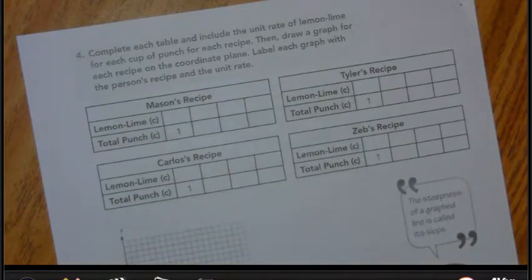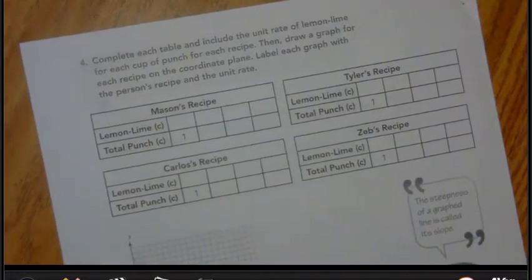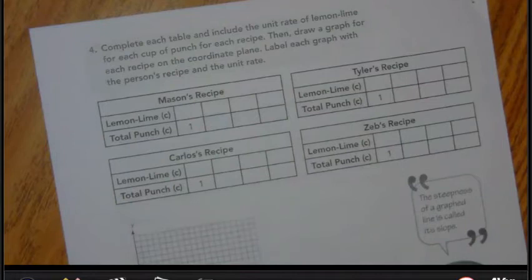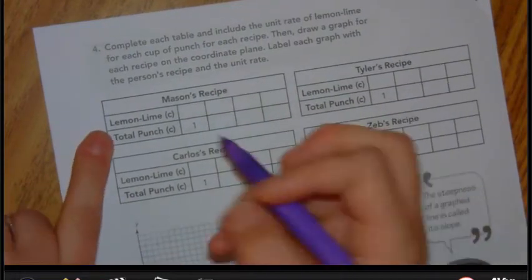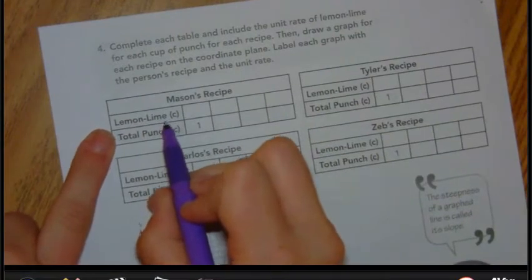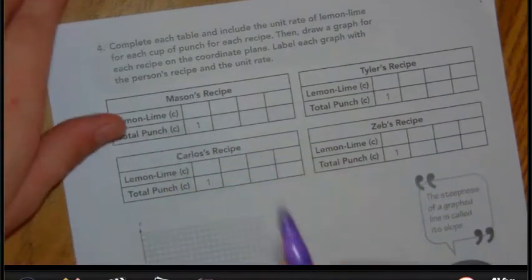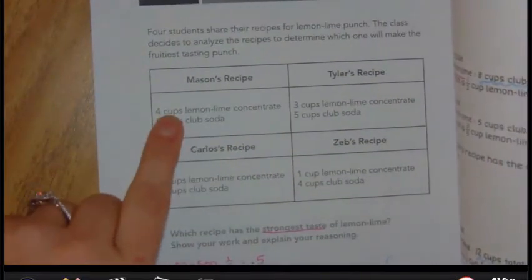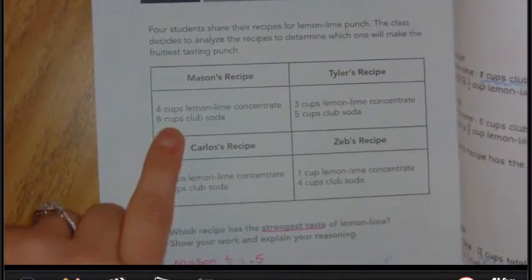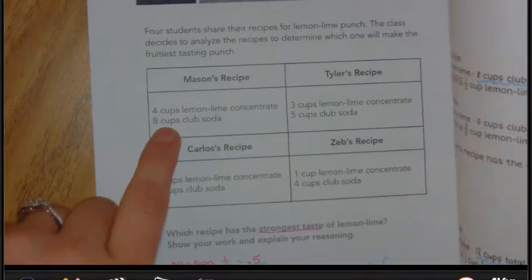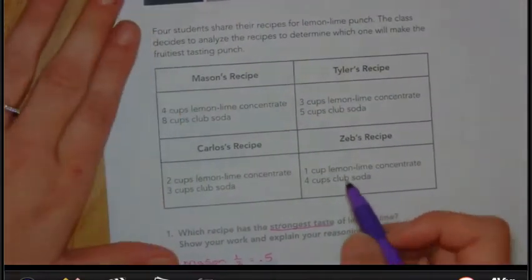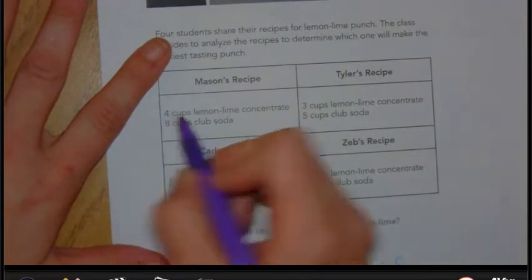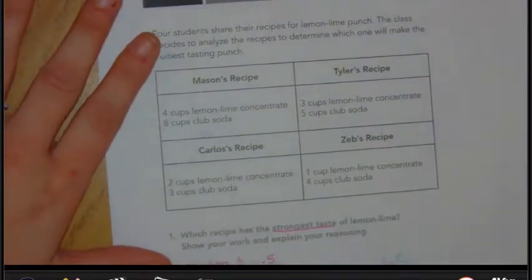All right, so Ms. Roberts has got to find a couple of other colors. There we go, got my 4 colors here. All right, so I need to pay very close attention. I want to know the number of cups for 1 cup of punch for Mason. So I'm going to flip back over here and look at Mason. I see that I have 4 cups of lemon lime to 8 cups of soda. Well, how many total cups do I have for Mason? I have 8, 9, 10, 11, 12. So I have 12 total.